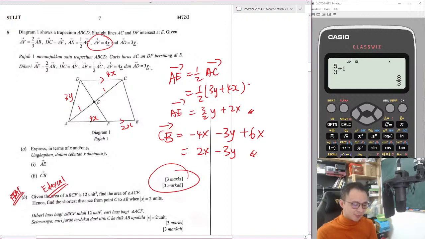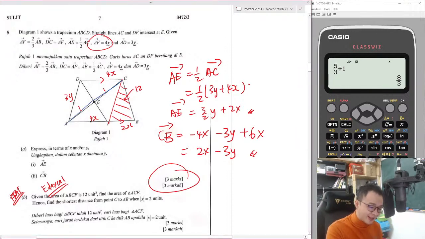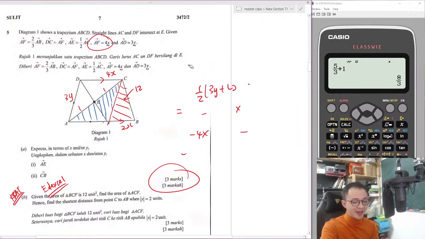Okay, so basically, this is what I will do. They tell me the area here, BCF. I'm going to draw out the BCF here. So this area, they tell you, is 12. Then they ask you to find the area of ACF. Maybe I just do the shaded region. Okay, just do the shaded region. So the question asks you to find the blue colored area.